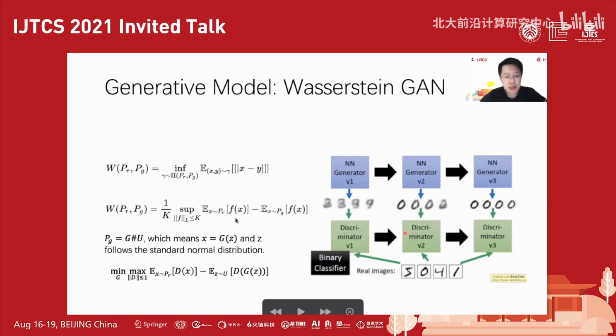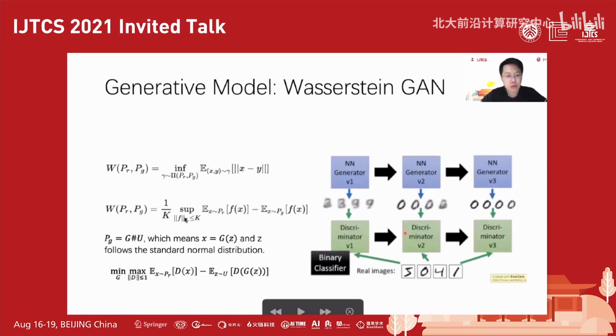As we can see, if PR and PG are the same distributions, then the distance is obviously 0, because for any function f, the expectation over PR will be exactly the same as the expectation over PG, since they are the same distribution. Of course, if PR and PG are not the same, they are somehow equivalent. The distance would also be 0 under some condition over f.